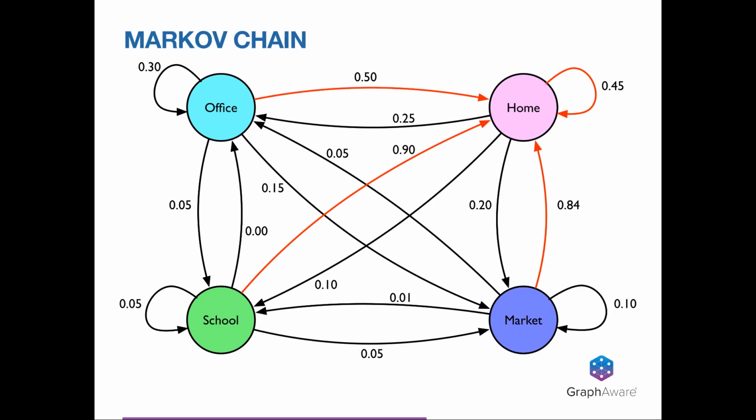And the relationships express the probability of the transition from one place to the other. So in this case, for instance, we have a 50% chance that if the subject is in the office, they will move back home.